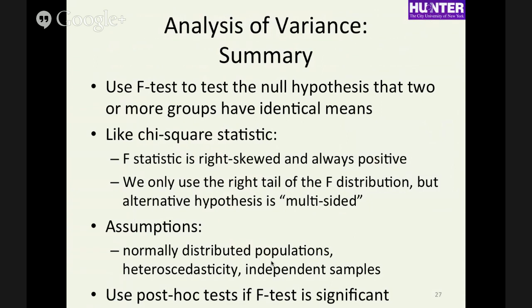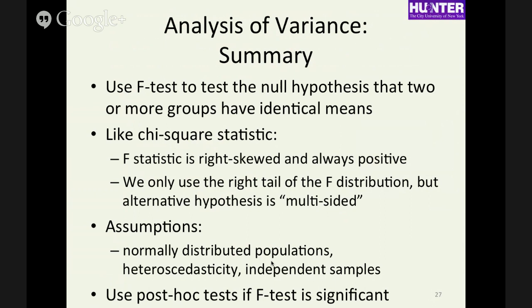All right, so time to wrap up. We use the F-test to test the null hypothesis that 3 or more means are not identical, or the null hypothesis that several groups have the same mean. And like the chi-square test, we use just the right tail of the F distribution, even though it is inherently a two-sided test.